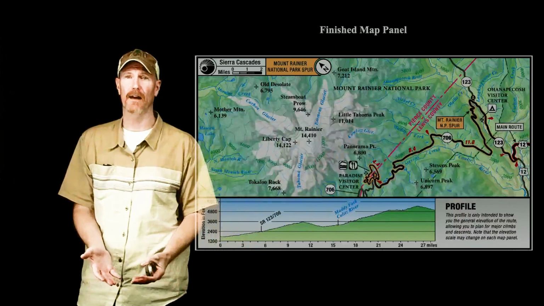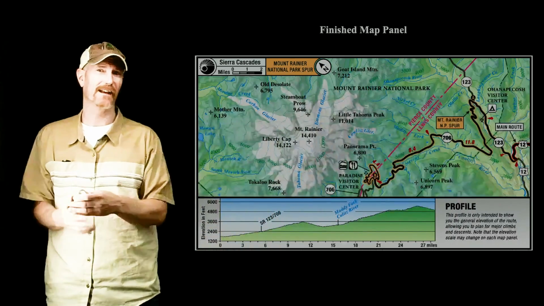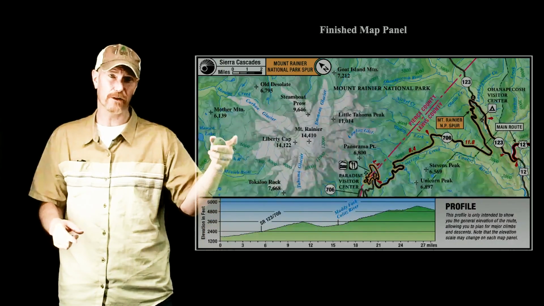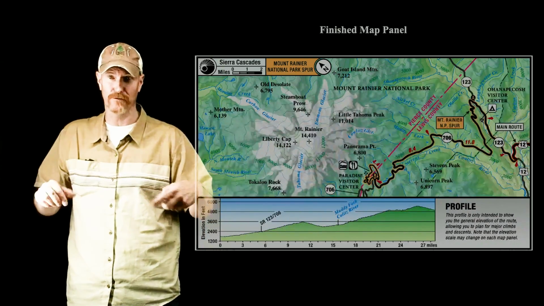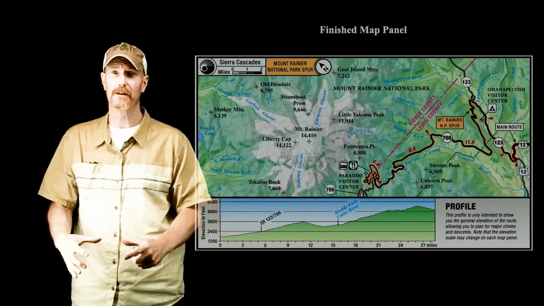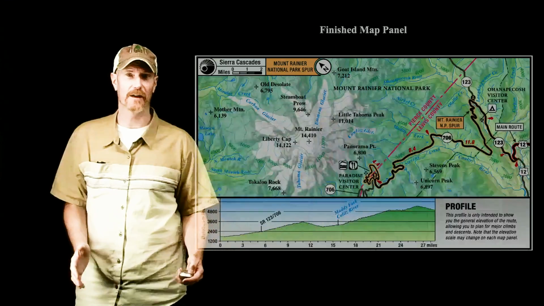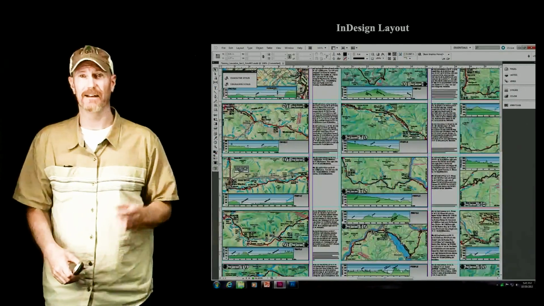So you have a finished map panel, but that's not the end, because Adventure Cycling prints their maps for an entire section of the route on a large poster that has anywhere from 12 to 16 of these individual map panels. These are for 1 day's worth of riding or so. You fold down and that's the one that shows up on your handlebar. But a larger section is printed on a poster. And for that, we brought it into InDesign.